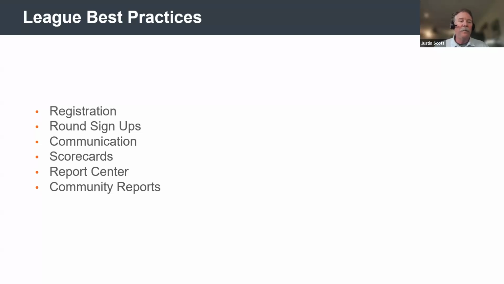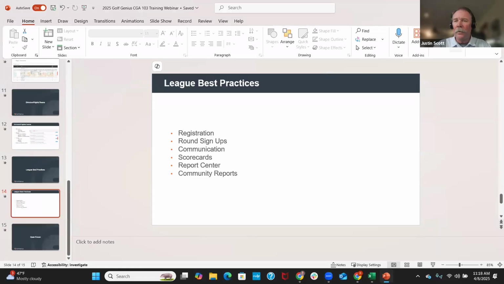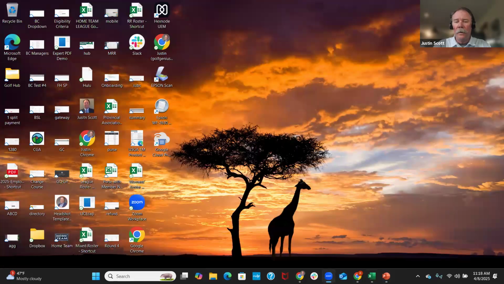Customized scorecards. We do have the ability to customize scorecards. The report center has a lot of information, a lot of basic reports that you can view and print for your players. And the community reports, which is a great way to find reports that have been built by other facilities that you can bring into your account and customize on your own. So I'm just going to quickly show you where these are.